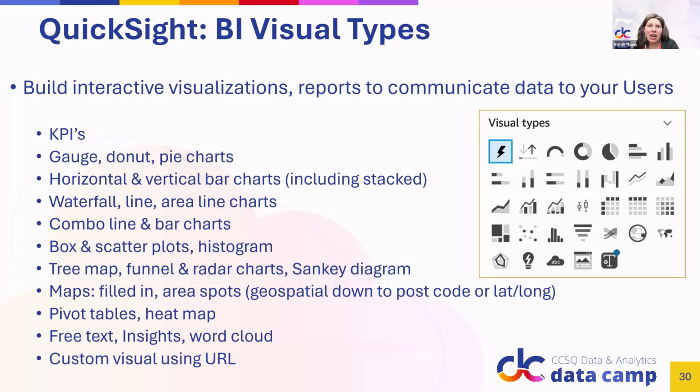Yes, you can use geospatial images in QuickSight. That's the map where you can go geospatial down to lat long and postal code. I'm not familiar with radar charts, so I'm going to defer my answer on that till later.